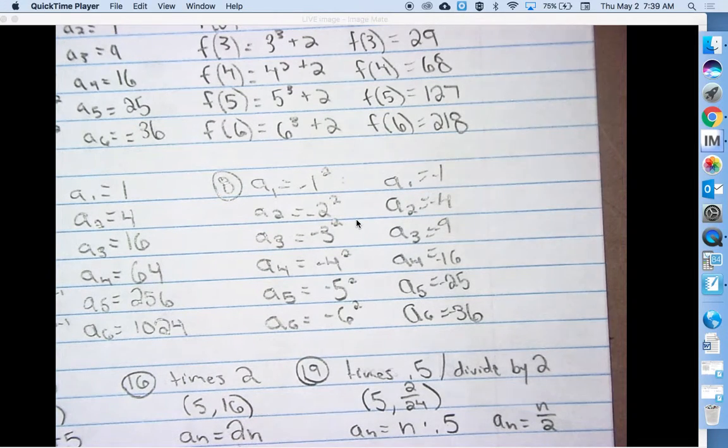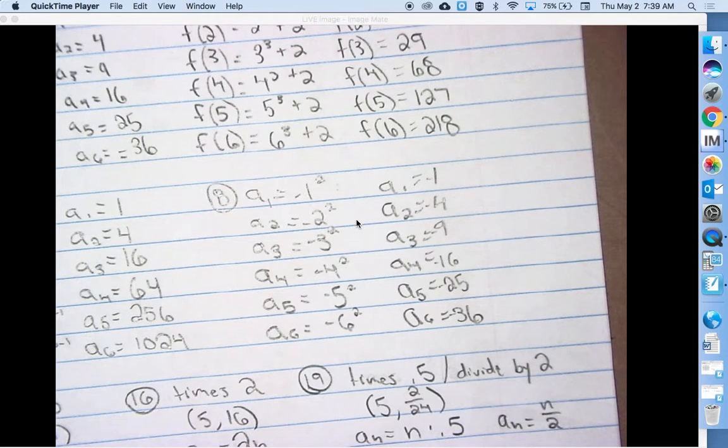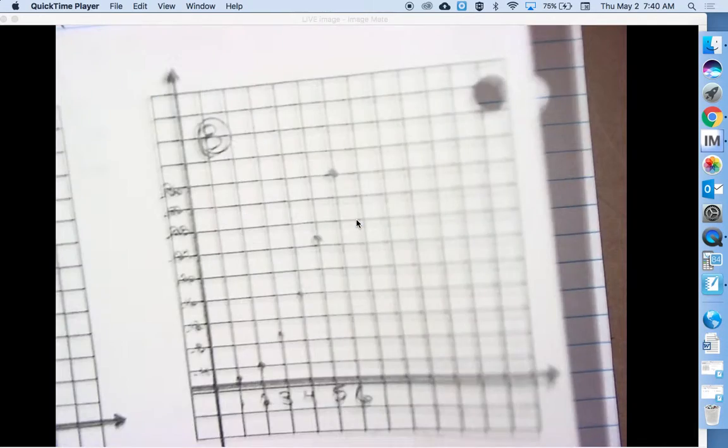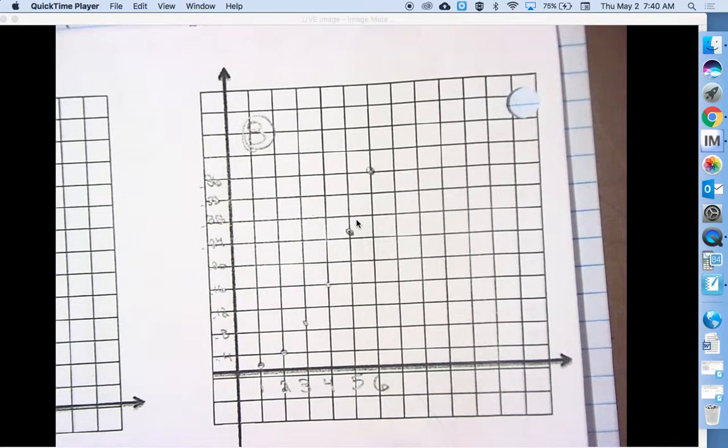There we go. Alright. So I had number 8. And the formula was a sub n equals negative n squared. So first I just plugged each of the first 6 numbers into the formula, and then there's my graph.